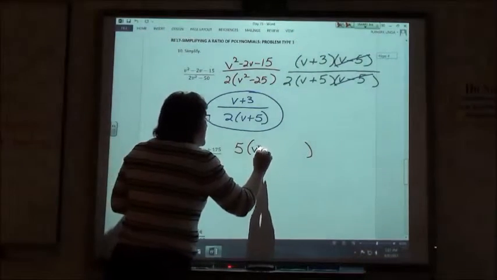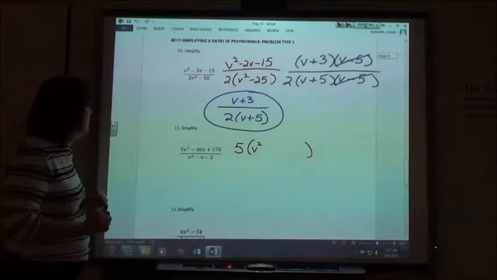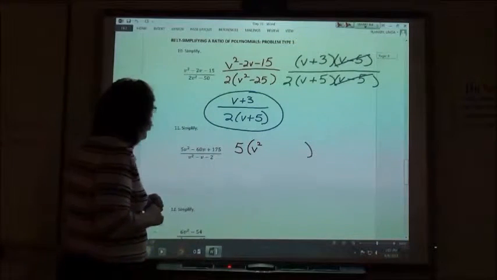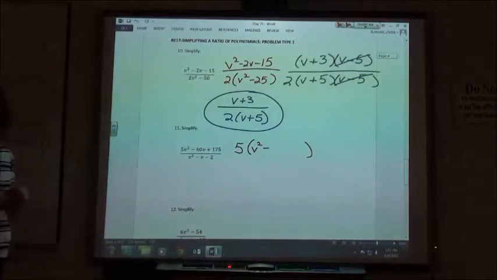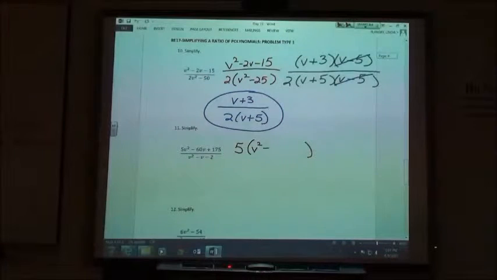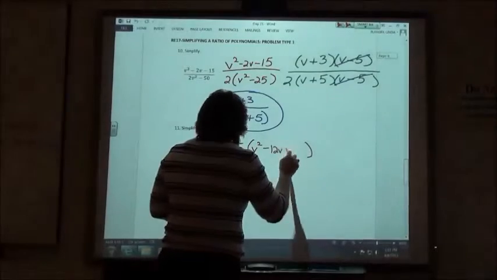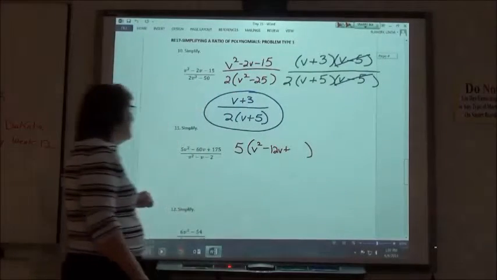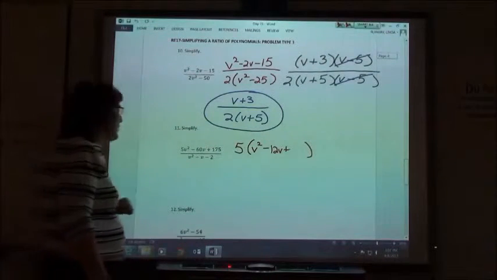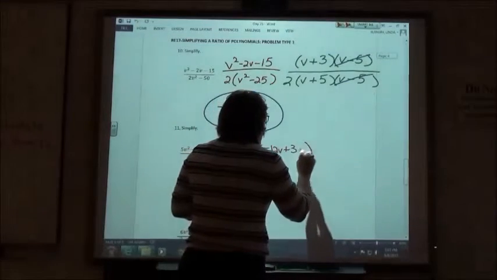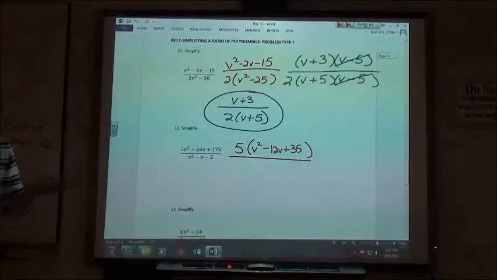v squared minus 12v plus 35. I have to use my calculator. That's all right. We'd rather get the right number than a guess and have it wrong. Now if we look at the bottom of that fraction, there we don't have a greatest common factor.